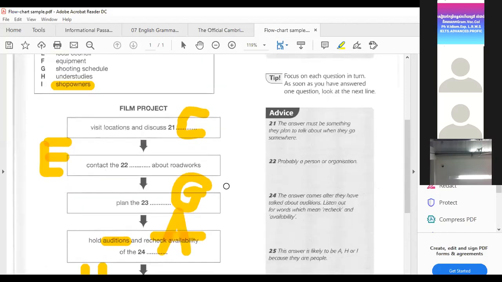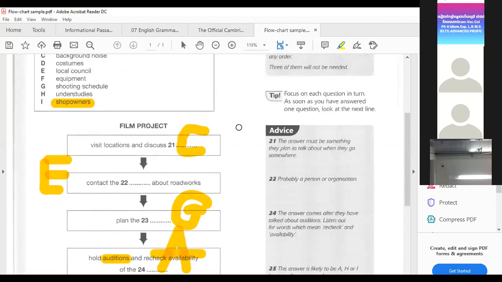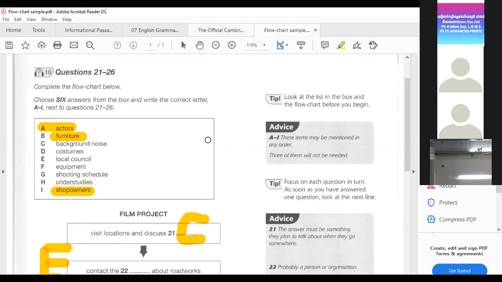So, which one is easier? Write your own words or matching? Matching is easier because you don't need to worry about spelling.